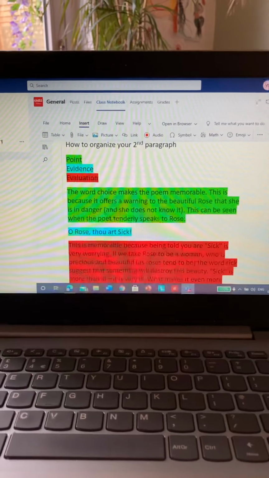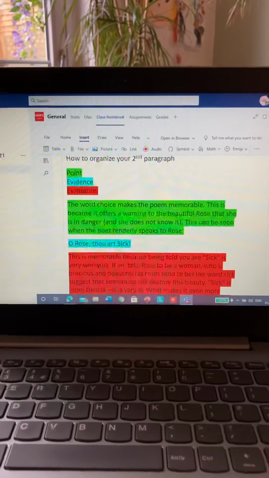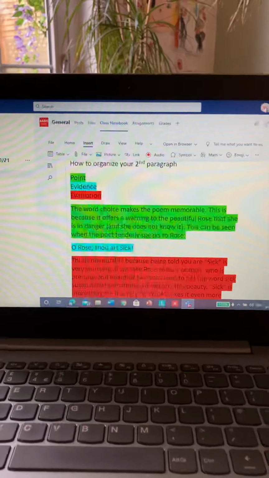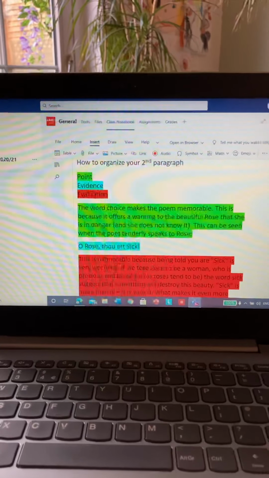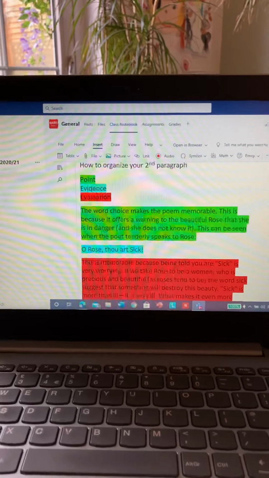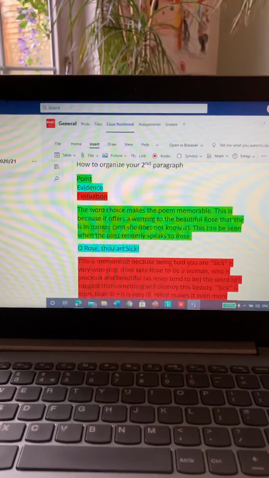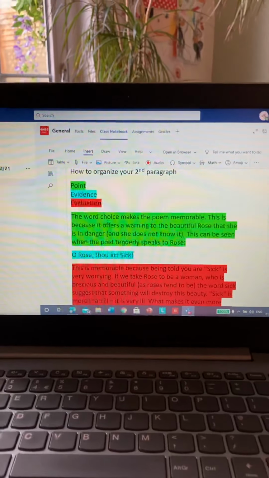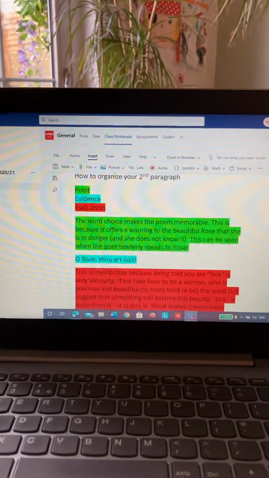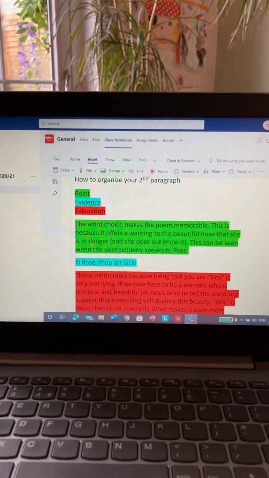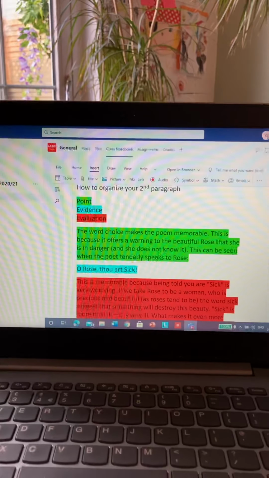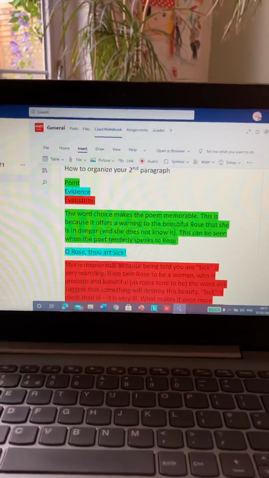So look at my one in green. That's my point. The word choice makes the poem memorable. So I'm letting the marker know I'm looking at word choice. I haven't said how it's memorable yet. That's the next sentence's job. This is because it offers a warning to the beautiful Rose that she is in danger and she does not know it. If someone said you were in absolute danger, I'm pretty sure you'd remember it, especially if you didn't know it. That's my point.